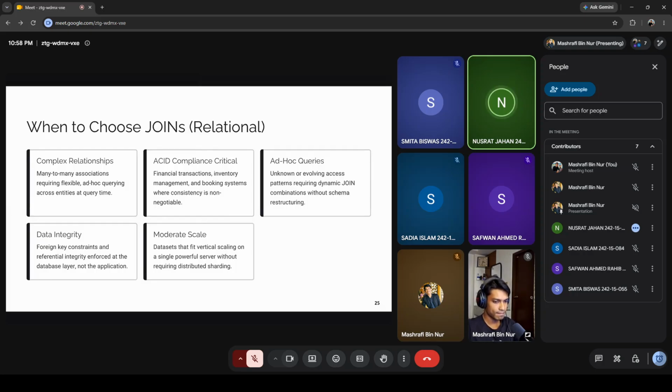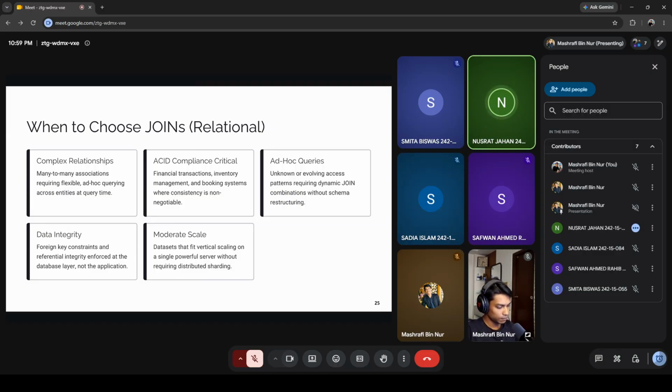Now let's look at when we should choose relational databases with joins. First situation is complex relationships. If our data has many relationships between different entities and we need flexible queries, relational databases are very useful. Second one is consistency is crucial. For example, in financial transactions, booking systems, or inventory management, we cannot afford inconsistent data. Another situation is ad hoc queries. If we don't know exactly what queries we will need in the future, relational databases give us more flexibility.